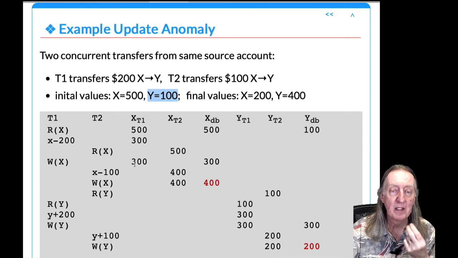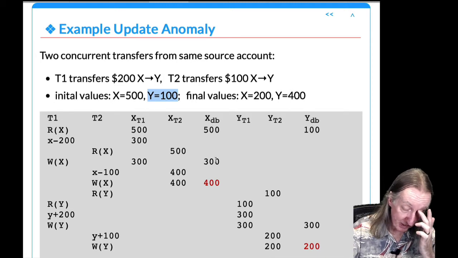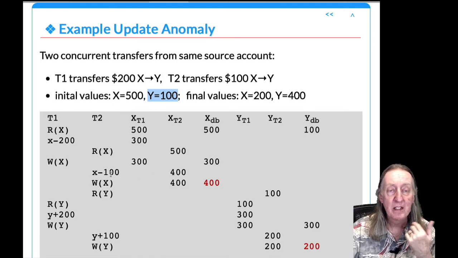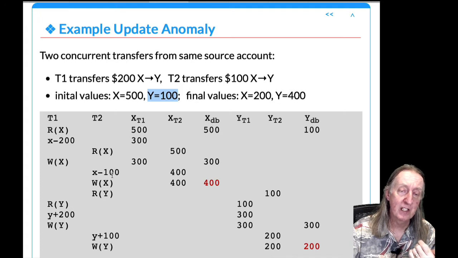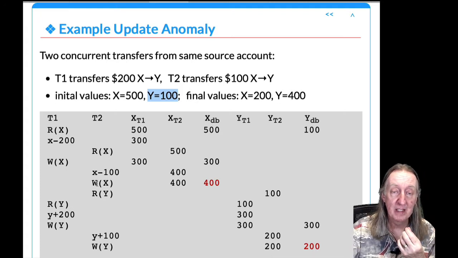Then T1 comes along and writes out its value of X, which goes to the database. All right, then T2 does some work. It subtracts the value 100 from its local X and writes the value of X to the database. Subtracting 100 gives you 400 because the value it read in was 500. We take the 400 and we write that to the database. Oops. So the effect of T1 has been lost.